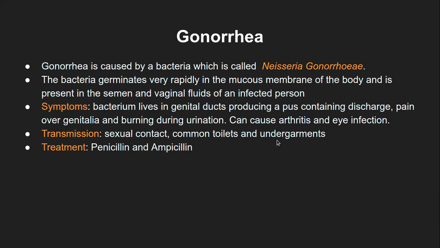Most of the symptoms in these cases remain the same. They differ slightly, and based on the testing or on specific identifying symptoms, these diseases are segregated. So for example, in this case there is a pus containing discharge which is released either through the vagina or through the penis, and pain over the genitalia because of sore formation. These genital structures will have a lot more pain. Burning during urination, again whether it's a male or female, will be a symptom.